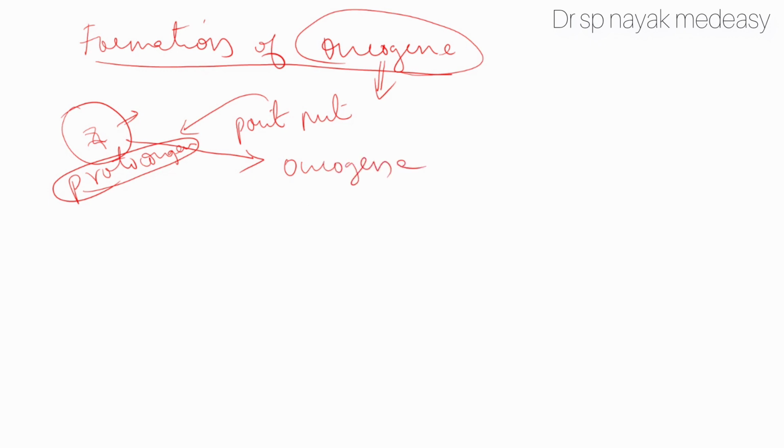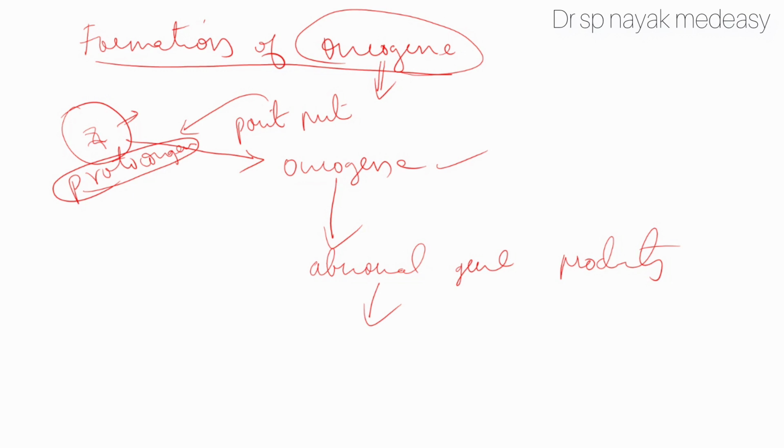When a normal proto-oncogene, which has normal activities in the cell, is mutated due to any other agent, the proto-oncogene will be converted into an oncogene. Clear? Now, these oncogenes will produce abnormal gene products. It is very, very important and very easy. Initially, we saw the proto-oncogene got converted into an oncogene due to point mutation. This oncogene started producing abnormal gene products.